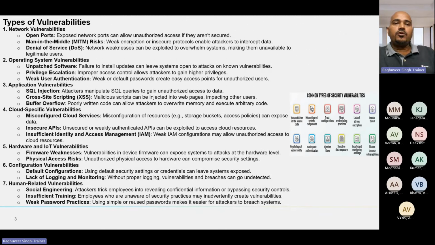Rather than trying to hack into a network or an application, which is more technical, a human can easily be tricked into clicking on a link or providing credentials. It's very easy. So, social engineering, insufficient training. Employees who are unaware of security practices may inadvertently create vulnerabilities. Weak password practices, I just gave you an example. You may have a strong password policy, but there are weaknesses in that policy. You may want to create a policy, or probably the policy is not sufficient. You will need to monitor the usage of that policy also, right? So these are the vulnerabilities which can get exploited.